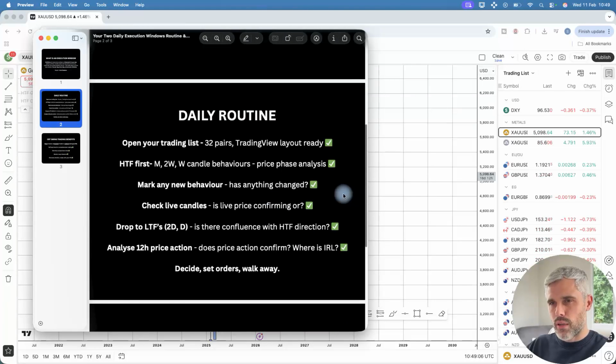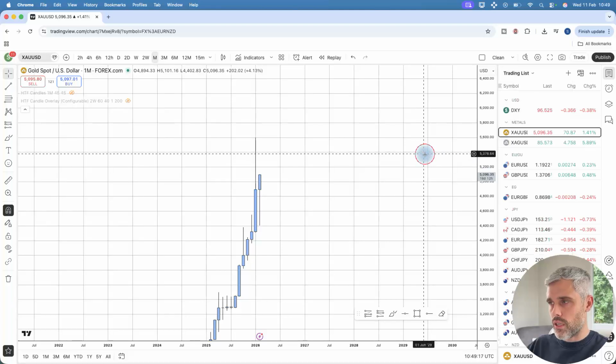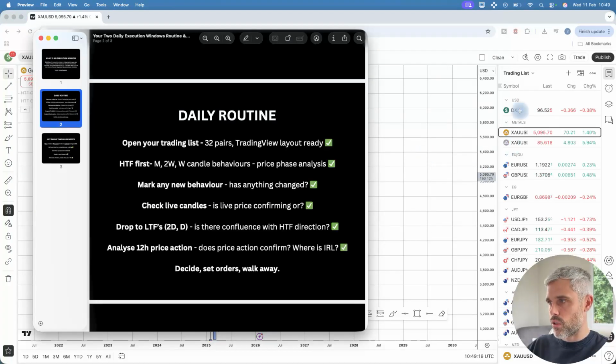So my typical daily routine is I'm just opening my trading list. I already have my 32 pairs, so they're here. Have everything set up on a dedicated list, and you can set this up very easily on TradingView. So I don't need to worry, I have everything ready to go. Gold, silver, Euro USD, GBP USD, Euro GBP, all the JPY pairs. So I can literally scroll through each pair and see, is anything happening on the 12-hour?